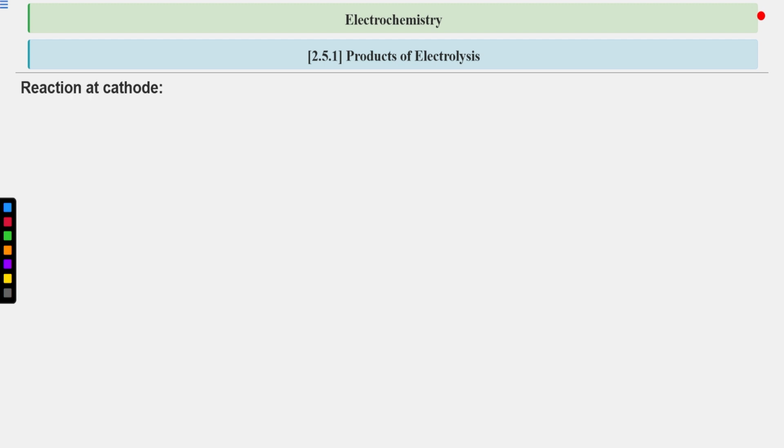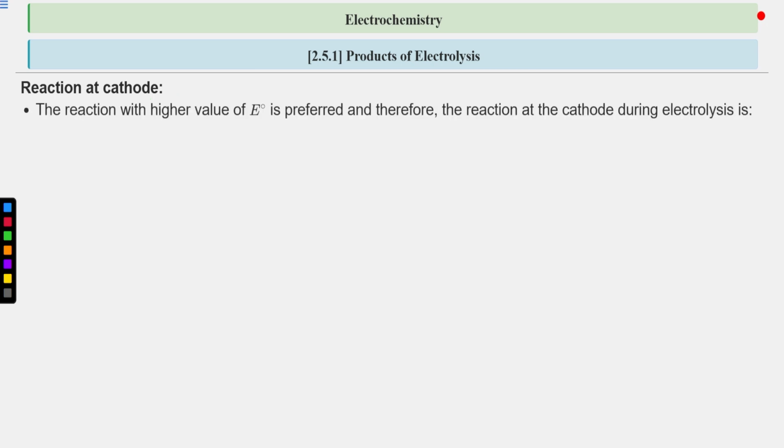Now, what will be the reaction that will actually happen at the cathode? The reaction with the higher value of E0, the standard reduction potential, is preferred, because at the cathode reduction will happen, right? So, the reaction at the cathode during the electrolysis is the hydrogen one, which is H positive plus electron giving us half of H2. This is the NCERT equation marked as 2.33.